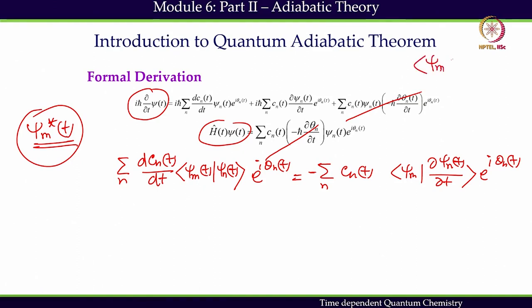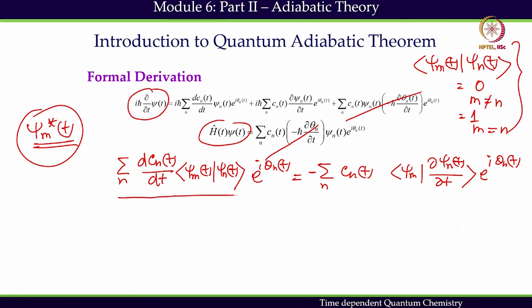Orthonormal condition we have seen, this is the orthonormal condition. This is becoming 0 when m not equals n, and this is becoming 1 when m equals n. So, we will make use of this, and this is a trick which we use on many occasions to reduce TDAC. So, this is a very common trick. So this final expression will reduce down. Every other term will be 0 because of this, except for when n equals m. So, I get only this term surviving, dc_m/dt e to the power i theta_m(t). This term will be surviving.